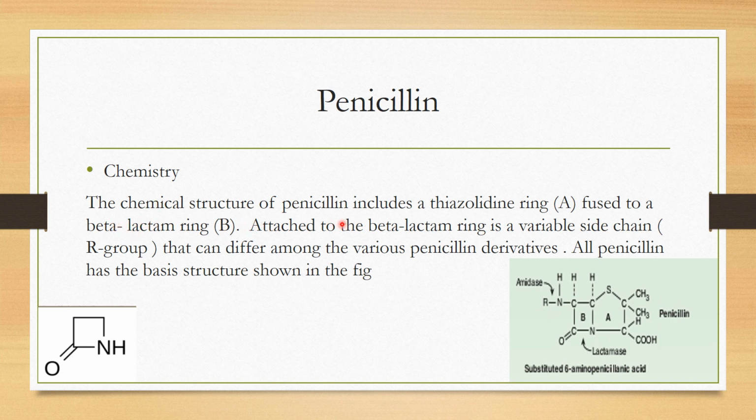The chemical structure of penicillin includes a thiazolidine ring A fused to beta-lactam ring B. Attached to the beta-lactam ring is a variable side chain, that is R group, and it differs among the various penicillin derivatives. All the penicillins have the basic structure shown in this following figure.